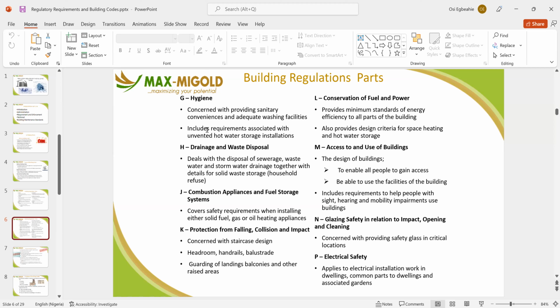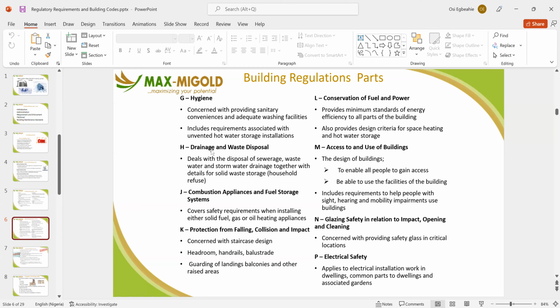Concerning the provision of sanitary conveniences and adequate washing facilities, your toilet areas and all that, they look at how it's managed to ensure that your waste, your soil pipes and your waste from the toilets are adequately channeled out of the building, and not just channeled out, but adequately treated, so that they can properly work and not become an issue. It includes requirements associated with unvented hot water storage installation. Sometimes you need to also check the hot water storage so that it doesn't have issues.